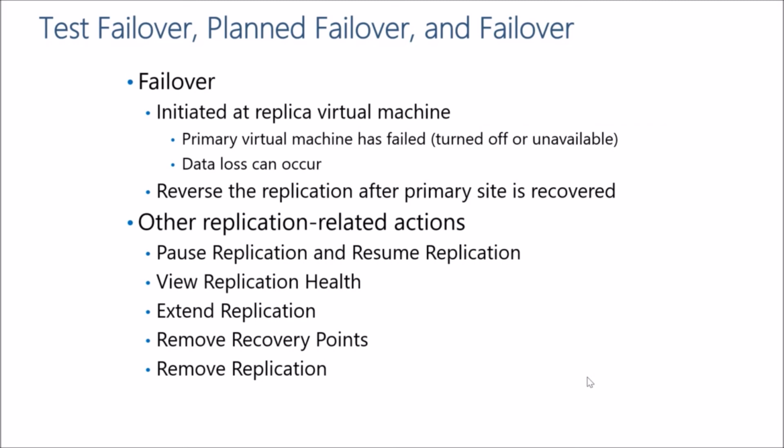Okay, so with the failover, we can also reverse the replication after the primary site has been recovered. And other replication-related actions include we can pause and resume replication. We can view the replication health. We can extend the replication. We can remove recovery points, which are basically snapshots. Snapshots go out of date after a while. And we can also remove replication if that server no longer needs to be protected.